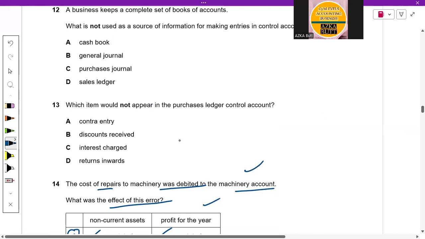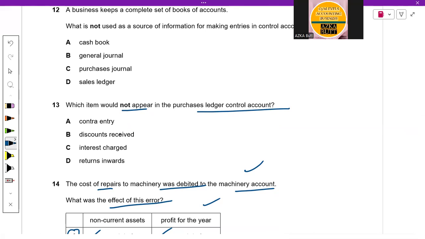Okay, so now let's see question number 13. Which item would not appear in the purchase ledger control account? Okay, so return inwards refers to goods that customers have returned to the business, which affects the sales ledger, not the purchase ledger control account.